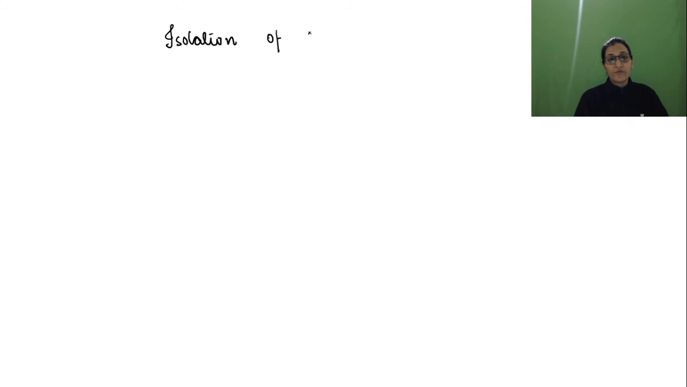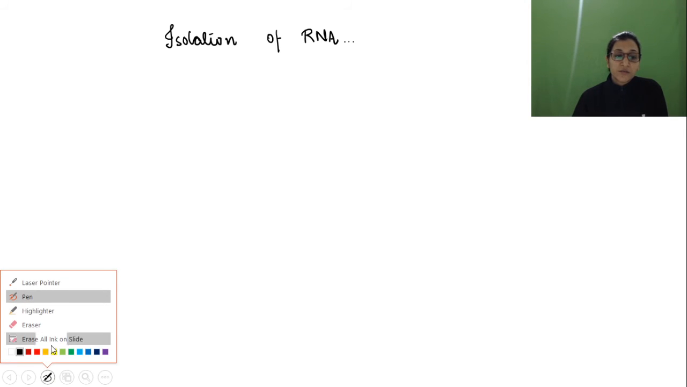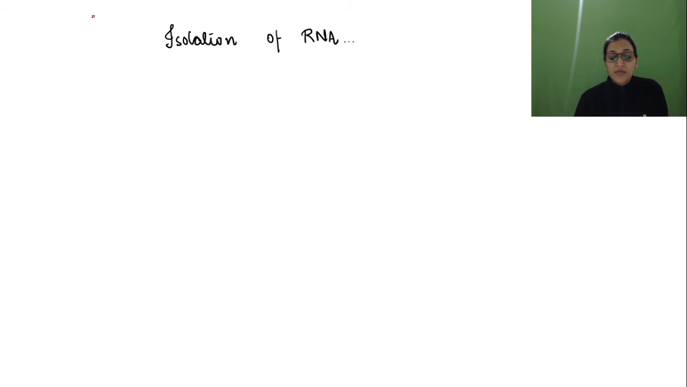Isolation of RNA. Right. So we have seen how the DNA is isolated. The isolation of RNA is a little different from DNA. Why is it different? Because RNA is not as biochemically stable as DNA. So we'll write purification.